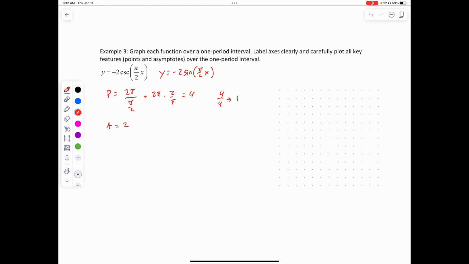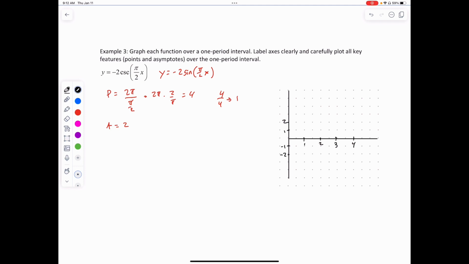And there's no shifts, but we do have this negative that we need to contend with. So let's go ahead and set up my axis. No vertical shifts, so we can probably just draw this right down the middle. I've got an amplitude of 2, so we'll go up 1, up 2, down -1, down -2. And we're counting by ones: 1, 2, 3, and 4.